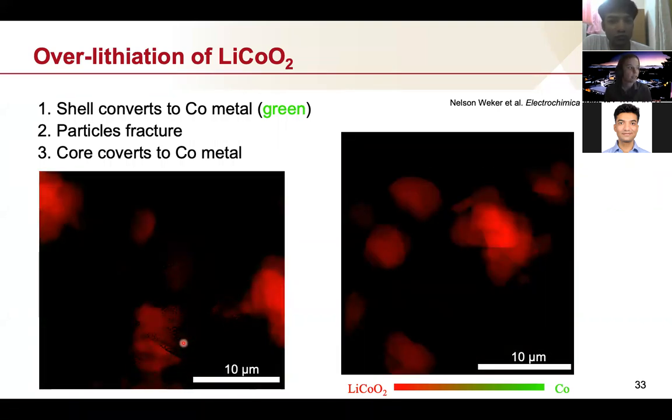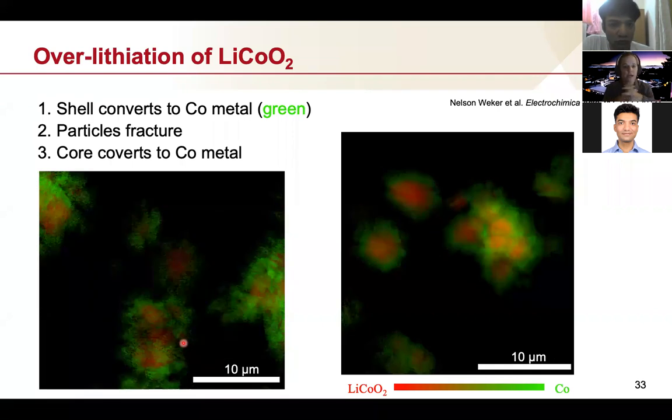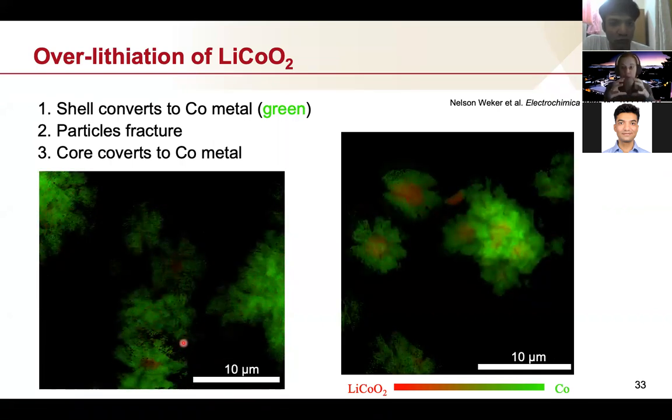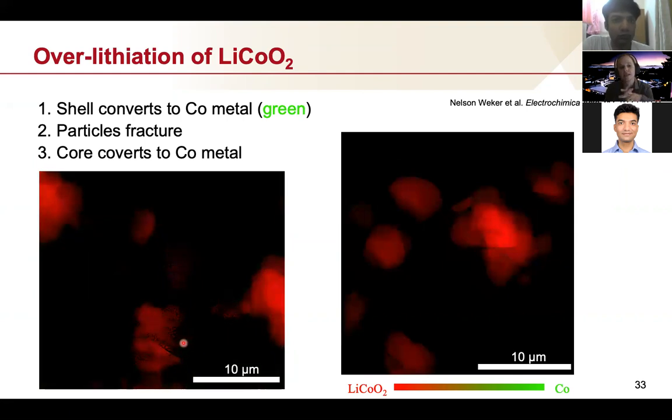You can see that the shell starts to convert first, which is pretty logical. So the green is forming from the outside in, the green forms, and then particles start to fracture. And then finally, once the particles are fracturing, the core can also convert.